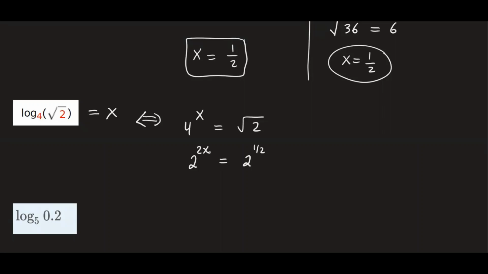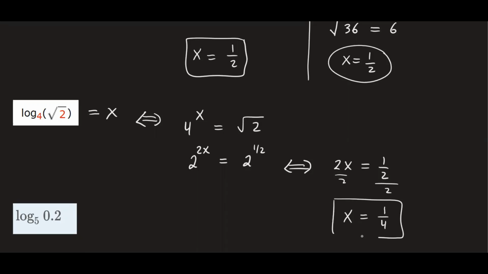Now, because both sides have base 2, in order for this equation to be true, their exponents must be equal. So we know 2x has to equal 1/2, because those are the exponents on both sides. Then we solve for x by dividing by 2 on both sides. So x is equal to 1/4. That will be our result for this one.